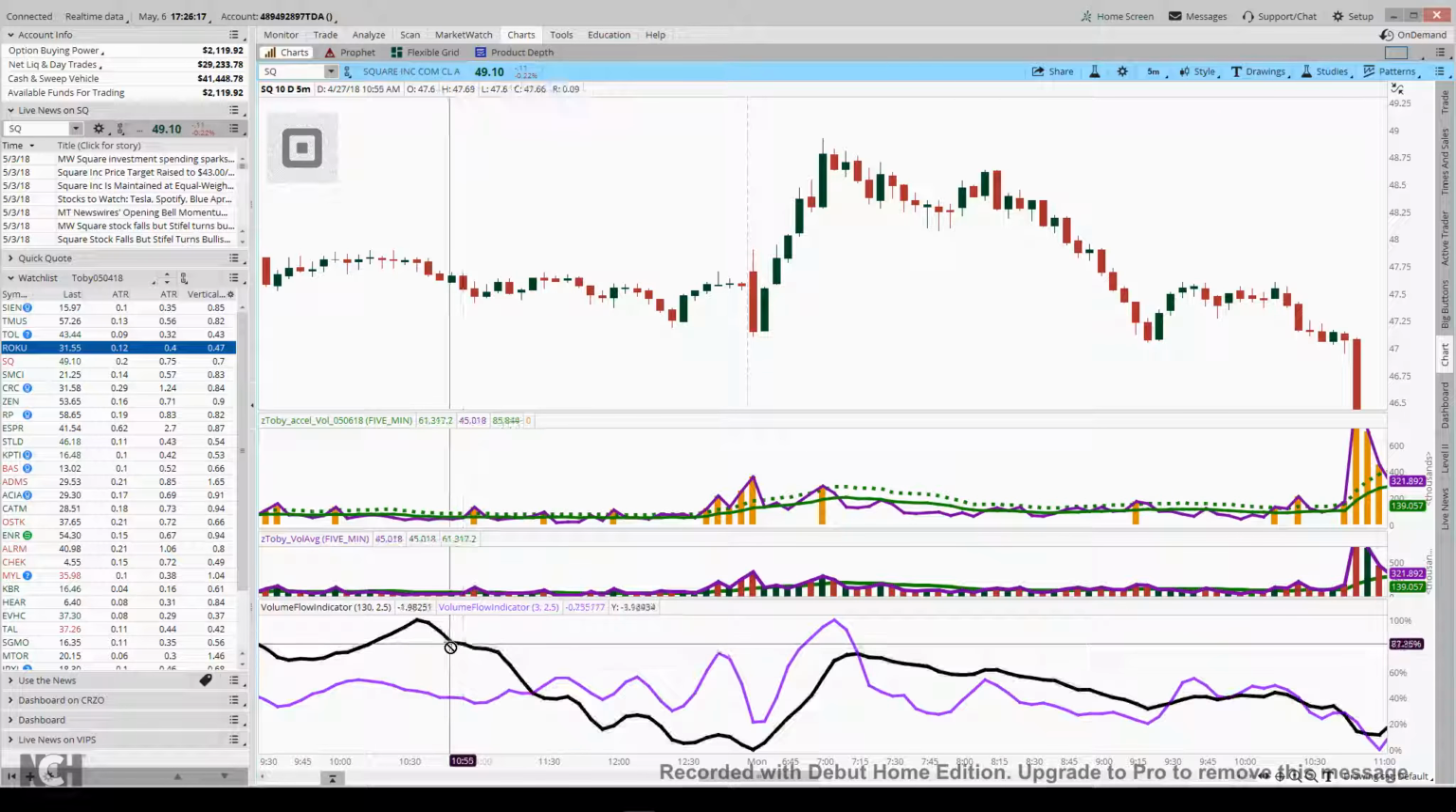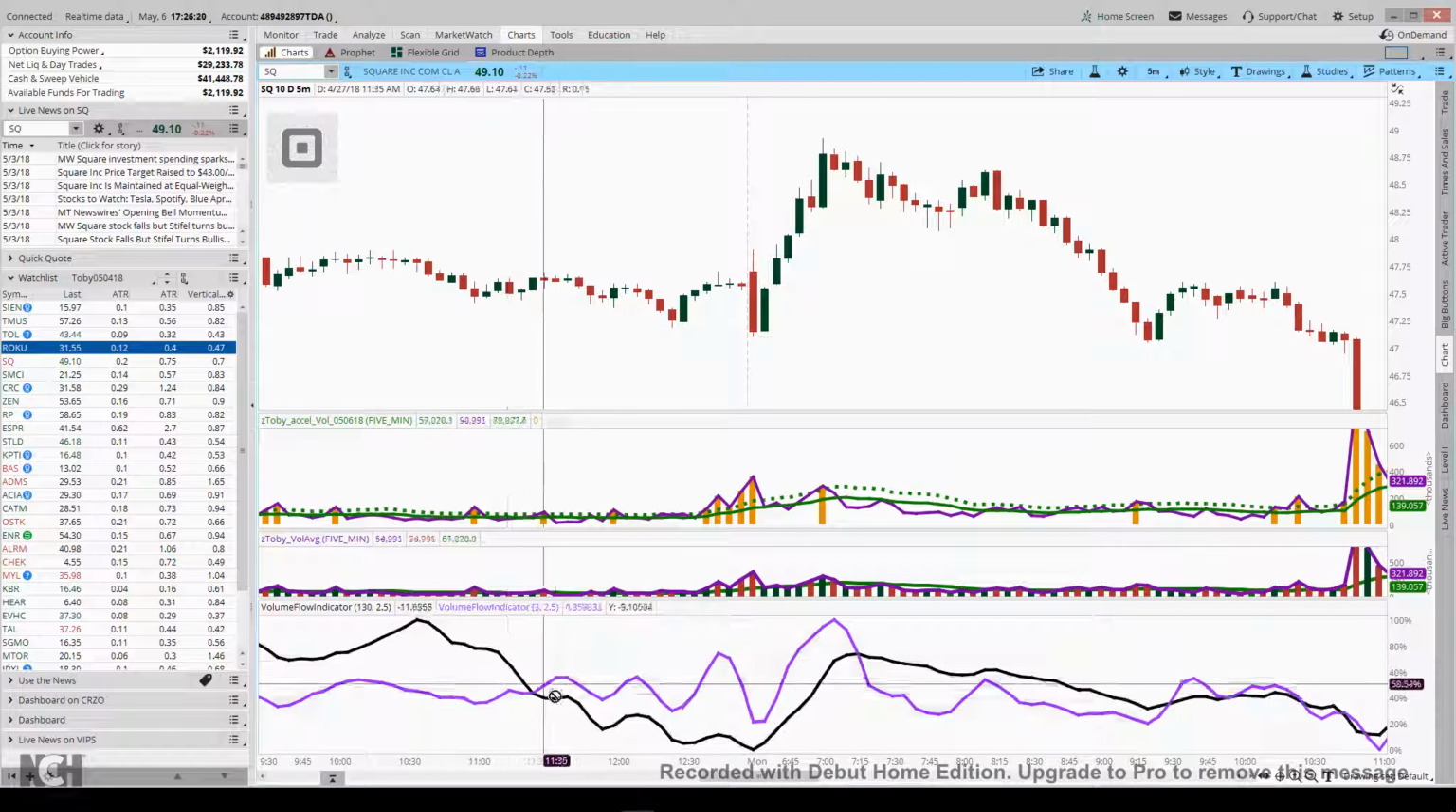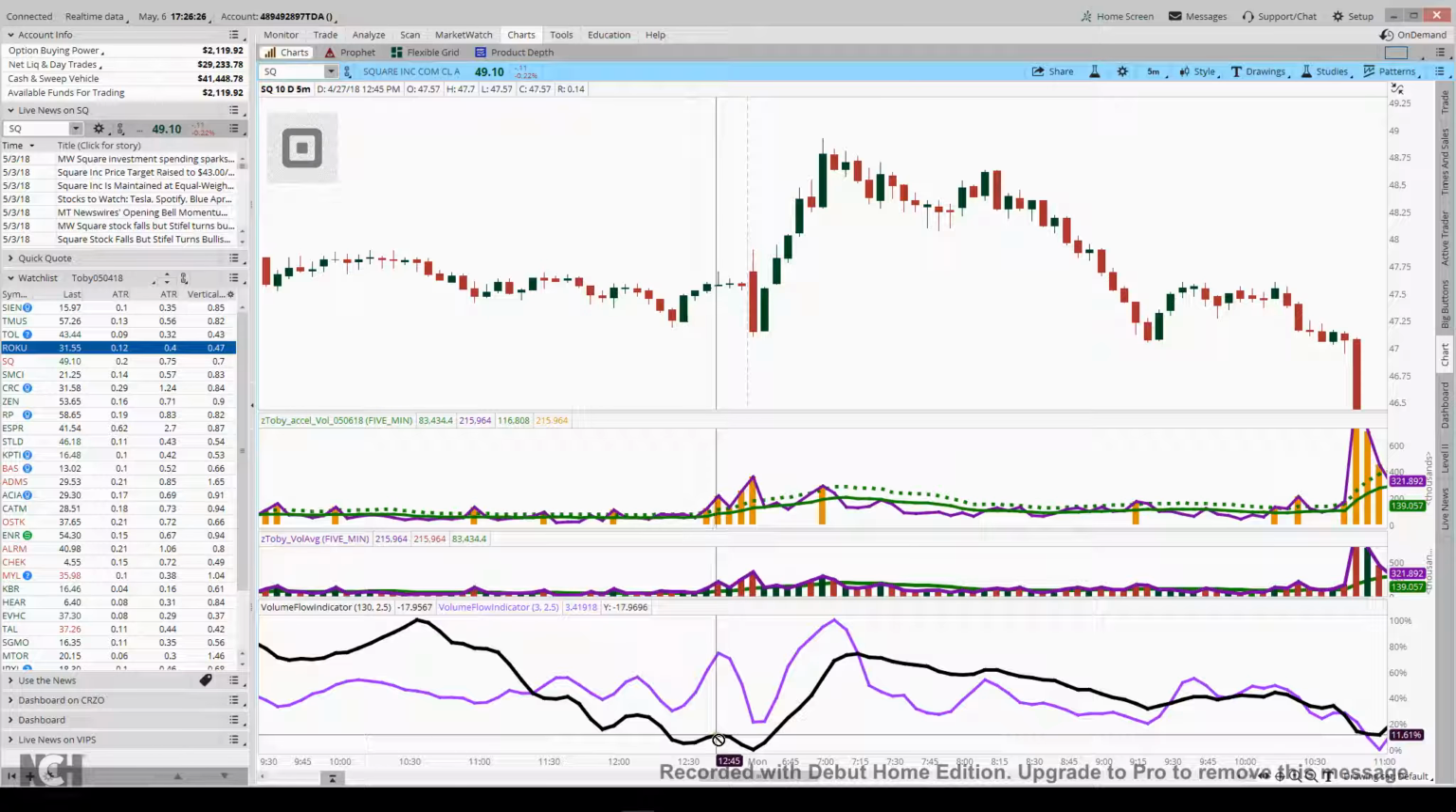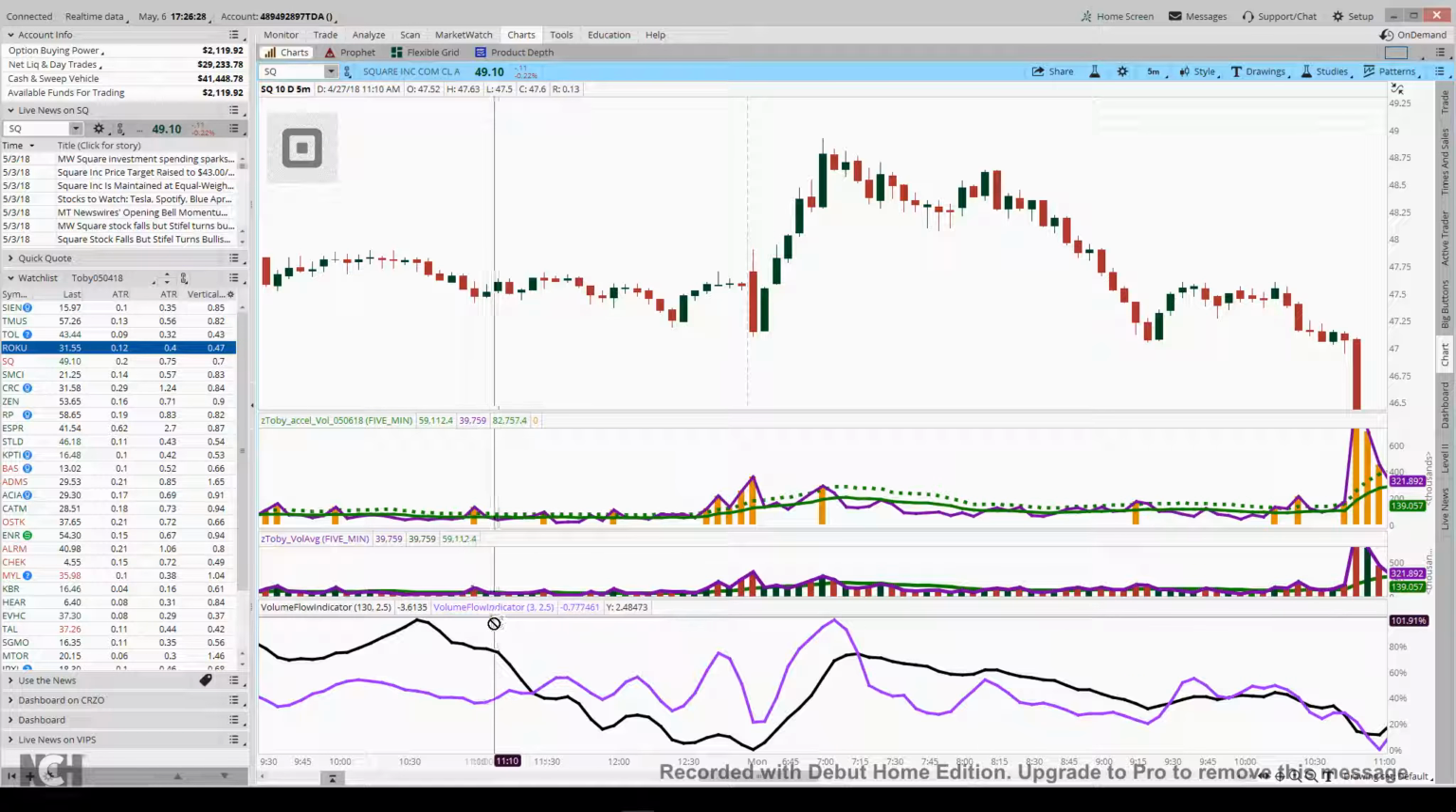So you notice that even in this black one, it says it's going down, but the purple one says it's going up. So day traders, you should use the purple one, not the black one, and you should go into the settings and change the indicator down to 3. Hope that makes sense.